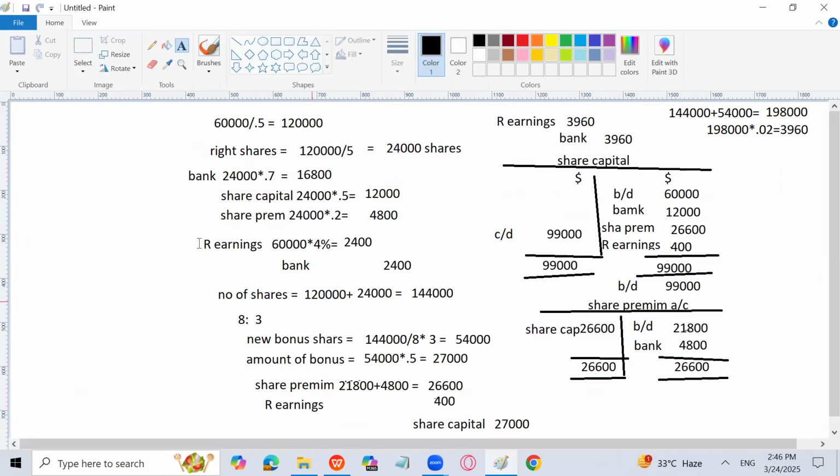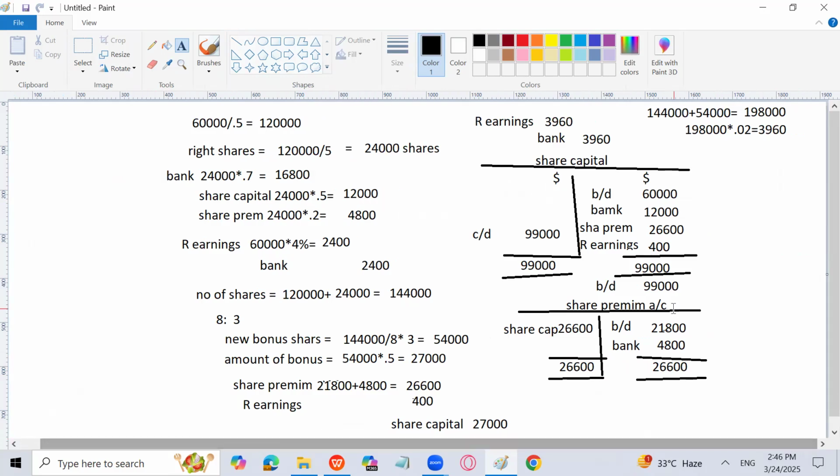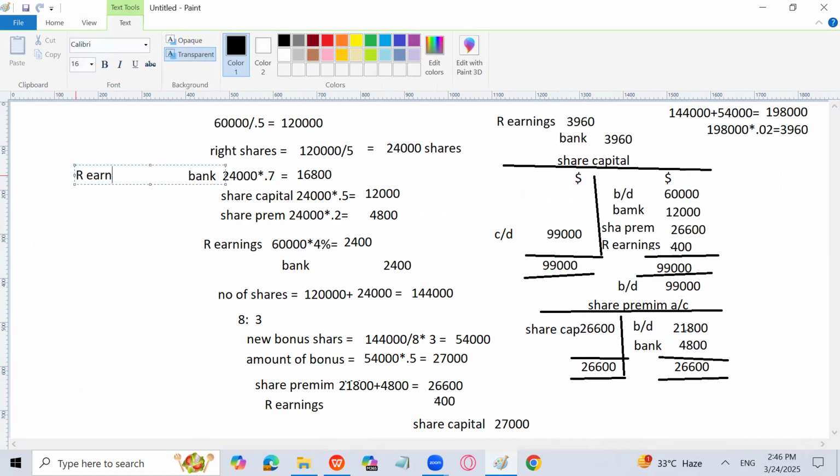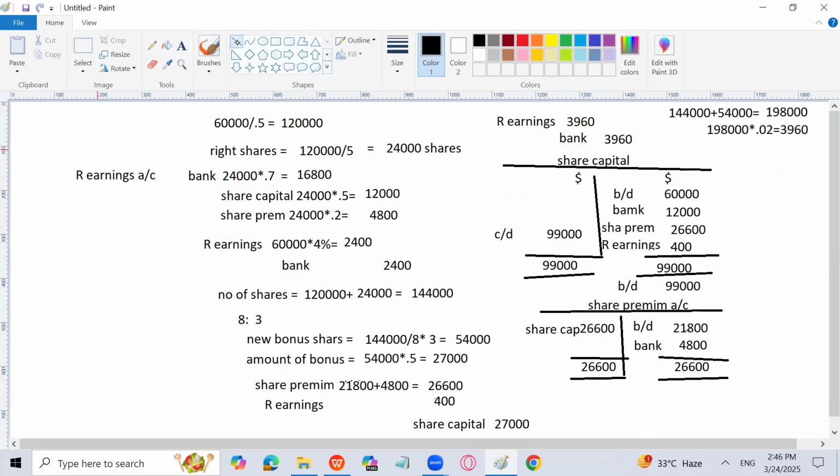26,600. Next, I'm going to prepare the retained earnings account. So let's see. No, I will prepare here. That is more suitable. So the retained earnings account, let me prepare that. It is also very easy. You will prepare the account basically with the entries we have already passed.